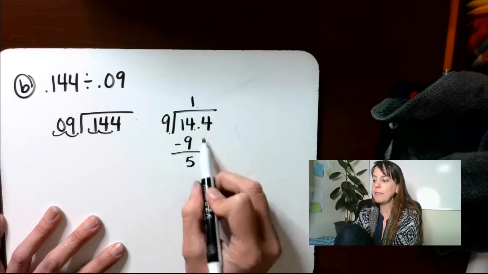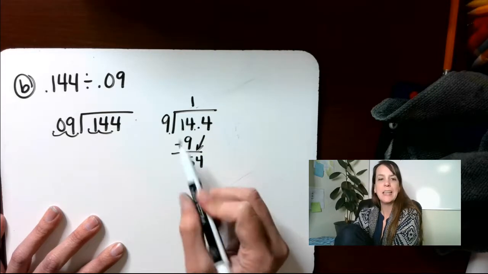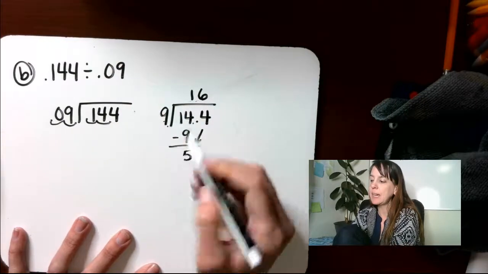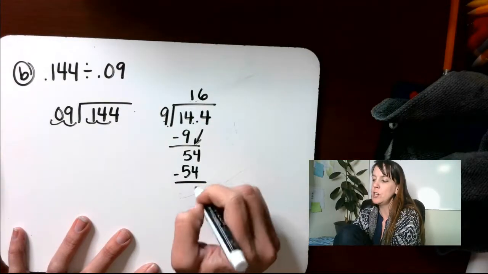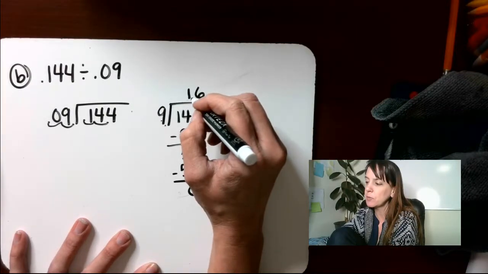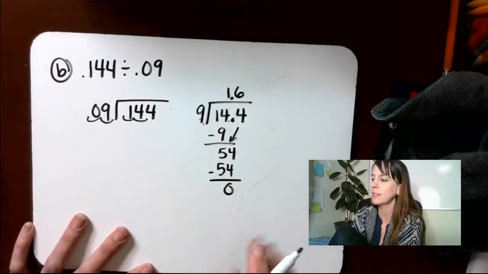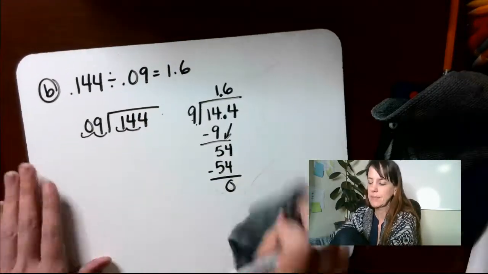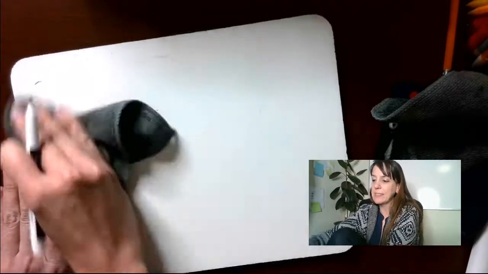Subtract that, I get 5. Bring down 4. 9 goes into 54 6 times. 6 times 9 is 54, so we have no remainders. Remember, though, that this decimal is right here, so I got to boost that decimal right up to here. I forgot to do that, so you can't see it. So equals 1.6, or 1 and 6/10.